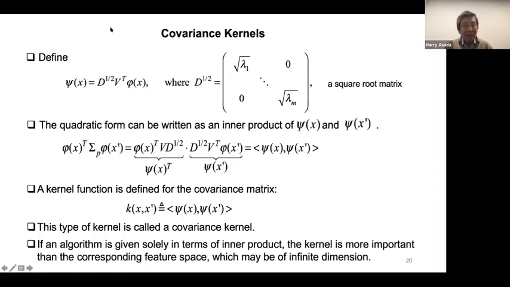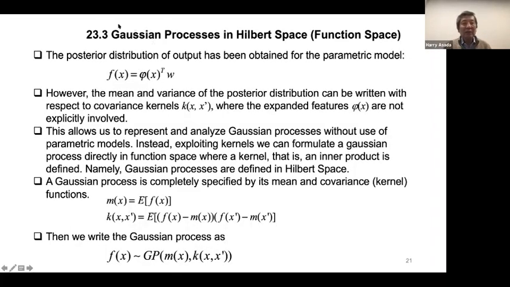This is a very important and interesting part. And this type of kernel is called the covariance kernel, associated with the covariance matrix. If an algorithm is given solely in terms of inner products, like these kernels, the kernel is more important than the corresponding feature space, phi x and psi x, which may be infinite dimensional and cannot be computed, but as long as you use a kernel, it's all set. So here's the main point. A Gaussian process can be addressed in Hilbert space, functional space.